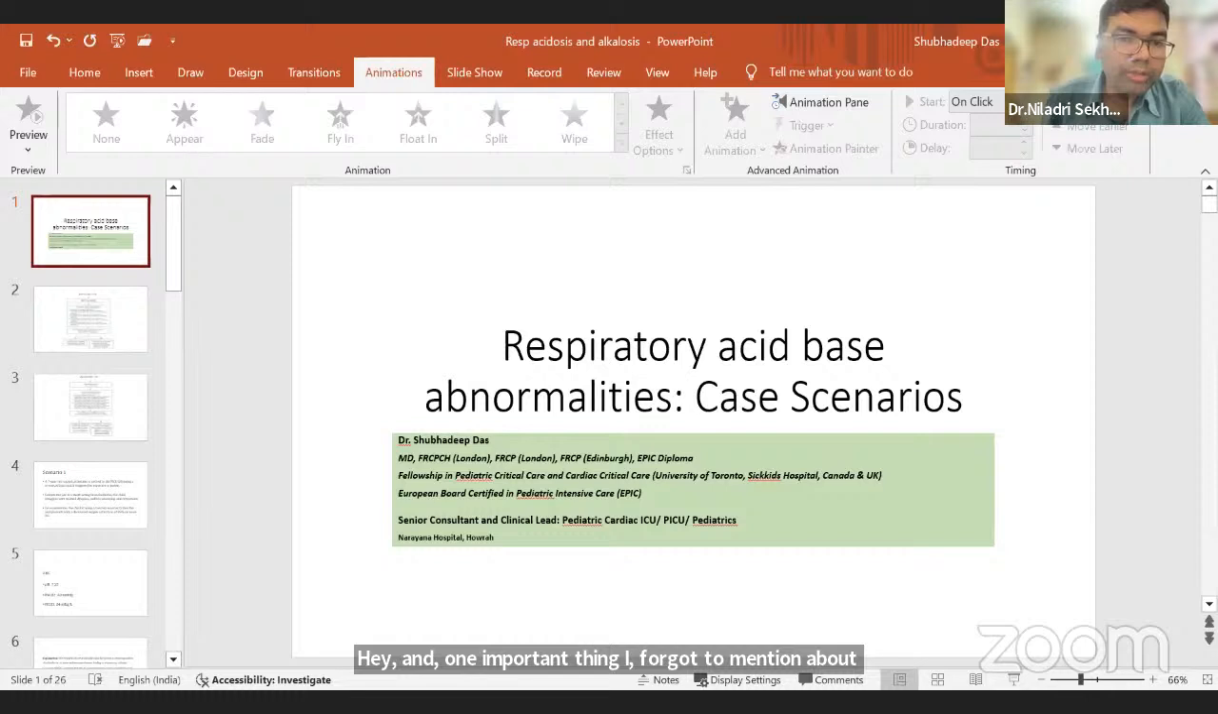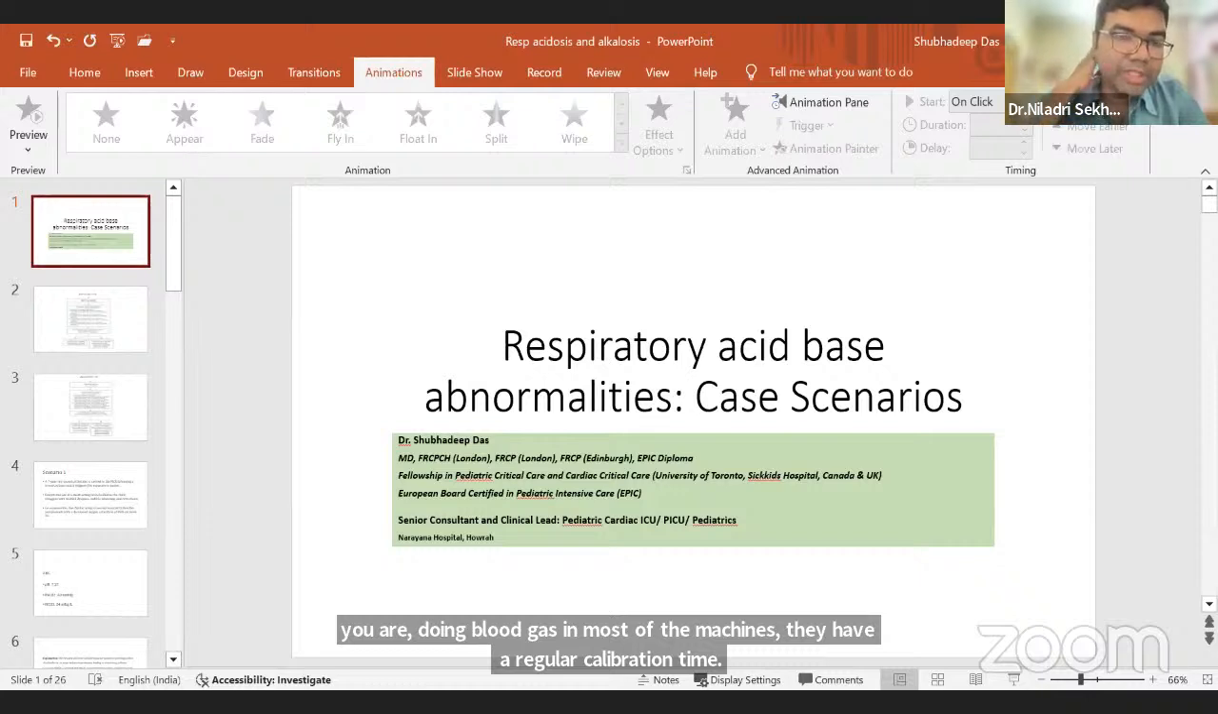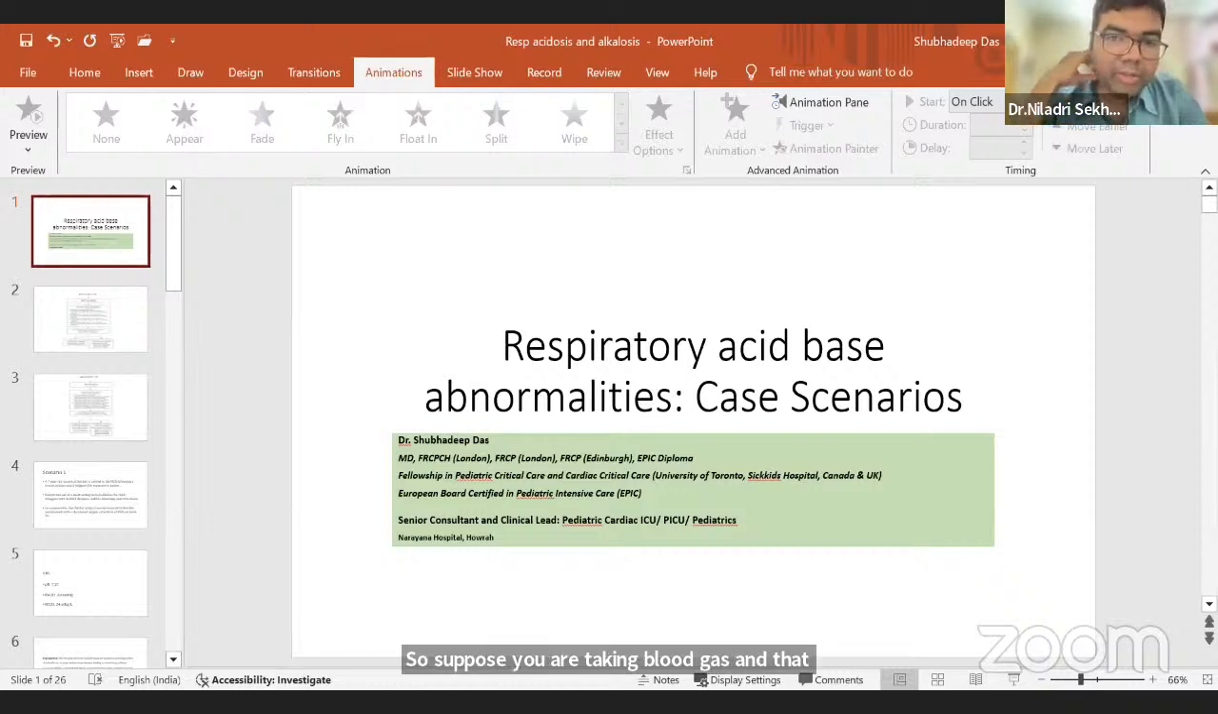Whenever you are doing blood gas, in most of the machines, they have a regular calibration time. So suppose you are taking blood gas and that time the machine is calibrating. That time there will be inadvertent delay in the sample processing. So please ensure that the machine is not going for this calibration, and better to inform the technician beforehand that you are going to send the sample for blood gas.